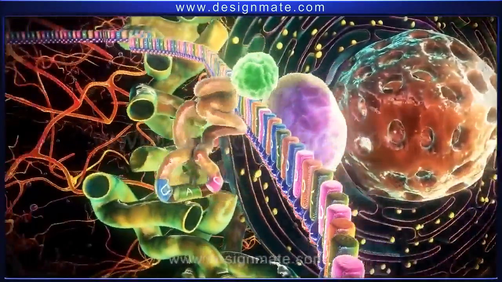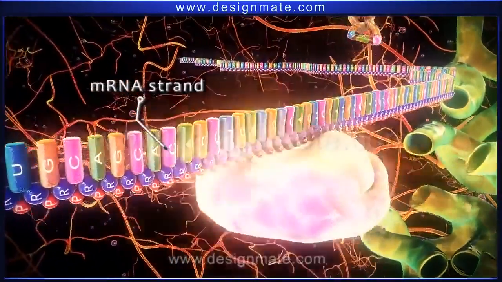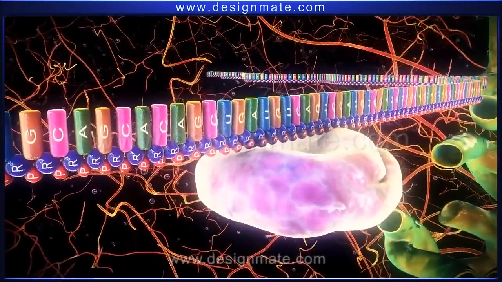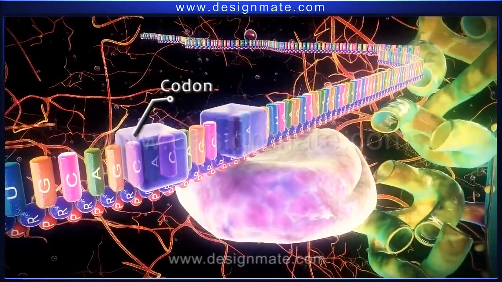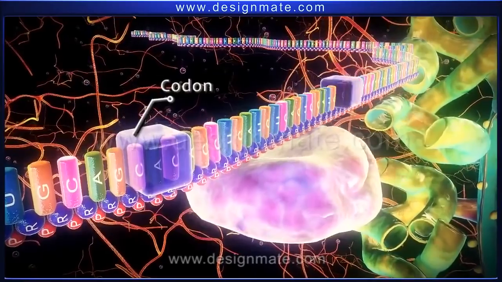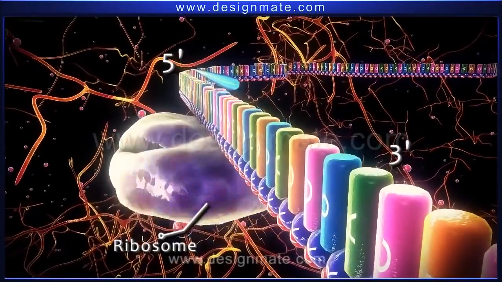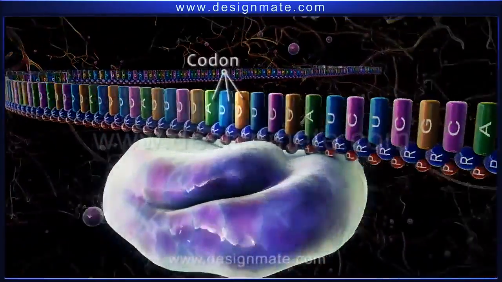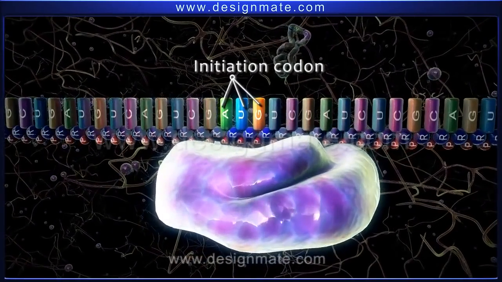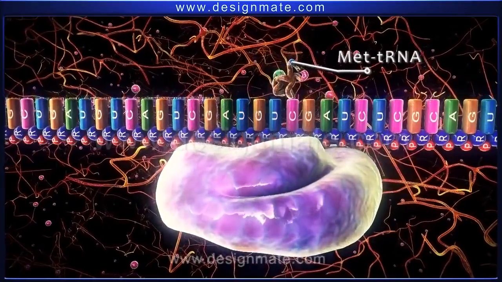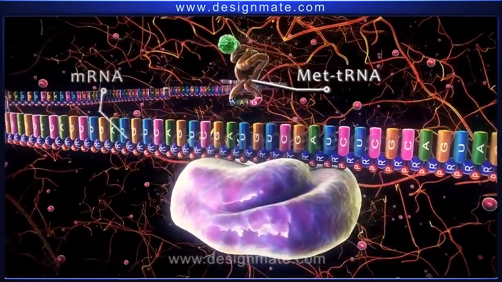During the initiation stage, a small subunit of ribosome binds to the mRNA strand. The mRNA strand is made up of codons, which are sequences of 3 bases. Then the ribosome subunit moves along the mRNA in 5' to 3' direction until it recognizes the AUG codon, or the initiation codon. At this point, met-tRNA, possessing the anticodon UAC, pairs up with the AUG codon of the mRNA.